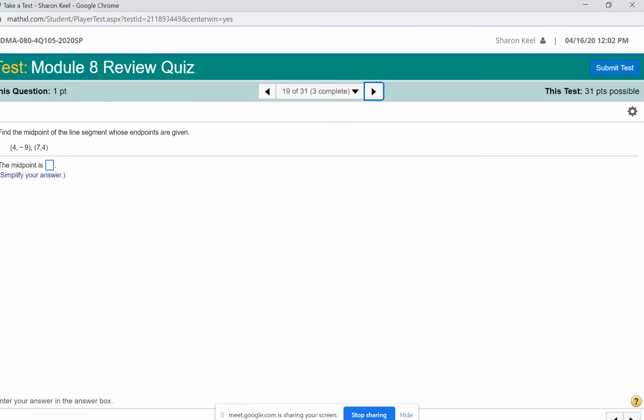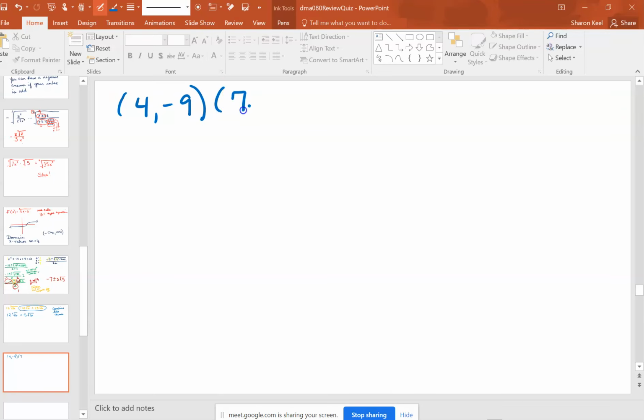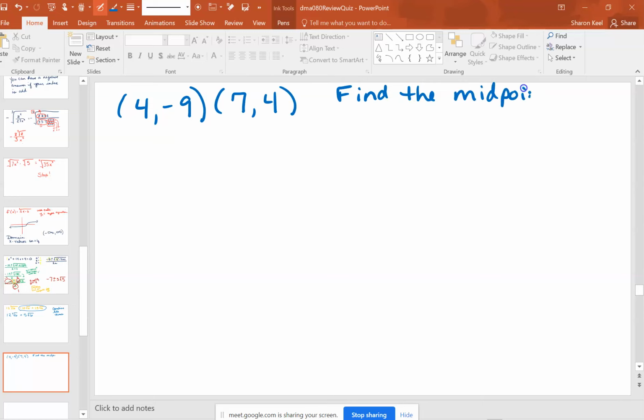And we have 7, 4. And we're asked to find the midpoint. Okay, so the midpoint formula, let me just label these. If this is from my first ordered pair and this is from my second ordered pair, the midpoint is going to be the middle point of the x's.